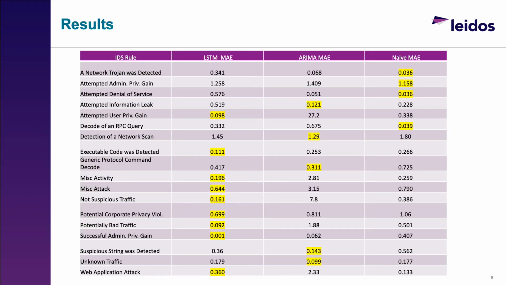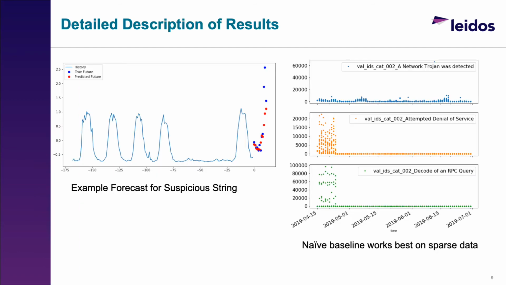So here are the results. We recorded the mean absolute error. This is a time series regression, so that's why we chose that metric. And you can see for some of the IDS alerts, the naive model performed best. For others, the ARIMA was best, but in general, for most, the best performing model was the LSTM. And here we'll discuss a little bit of these results.